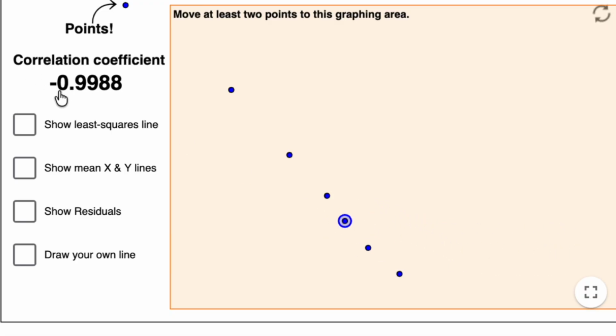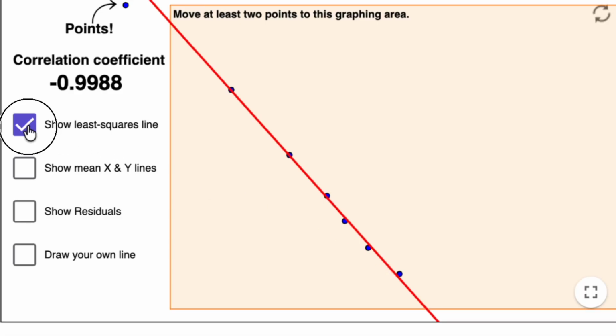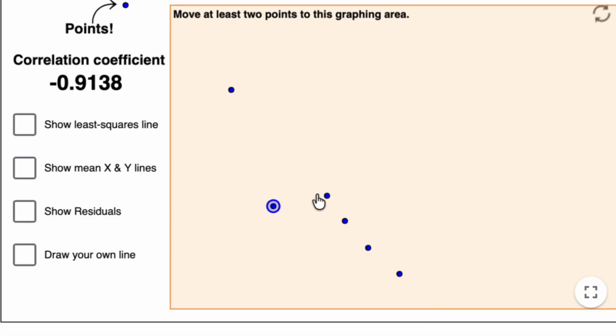I still have almost the exact same correlation, even though I have a much steeper line. And that's because the correlation does not actually tell the steepness of the line. It only tells how close these points are to the line. Now, let's go ahead and look at one that has almost no correlation.